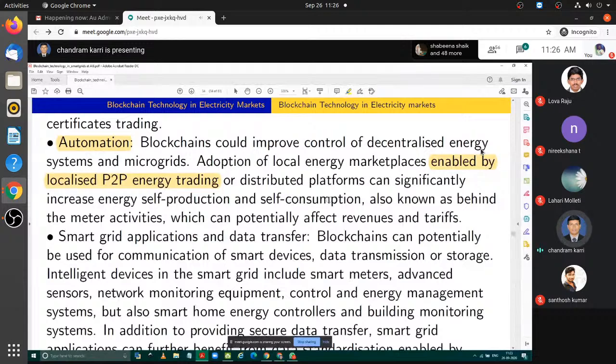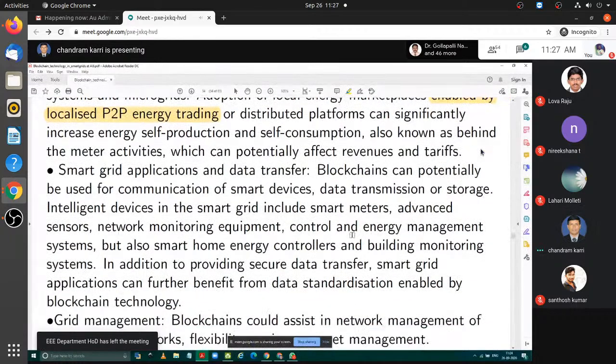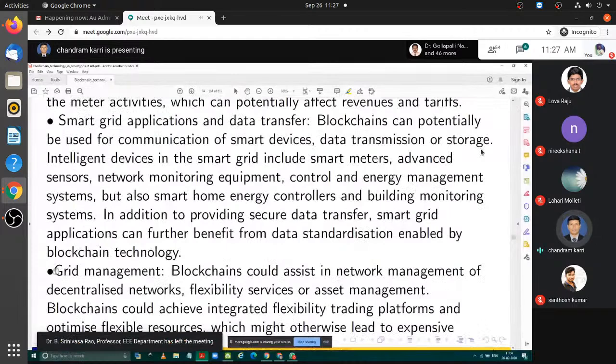Even here that can be automated. If the buyer is satisfied with the amount which the seller quotes, it can be transferred directly. The seller will have some hash function, and that code will be directly communicated to the buyer. So some kind of automation can be done using blockchain technology in electricity markets. And there are also some other benefits, even with a smart grid, grid management is also possible.